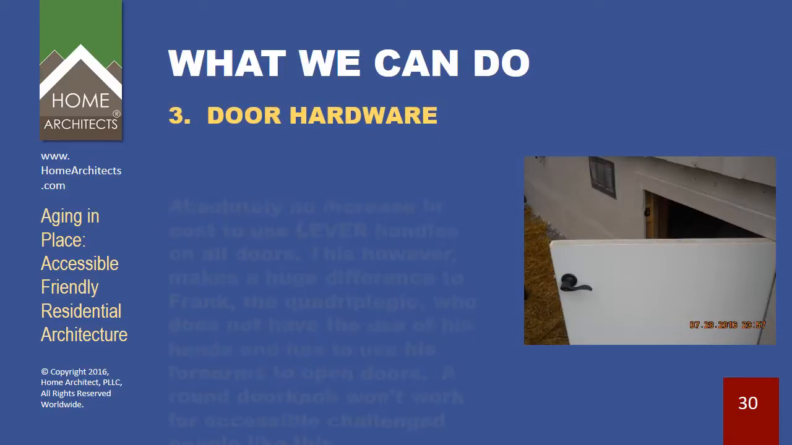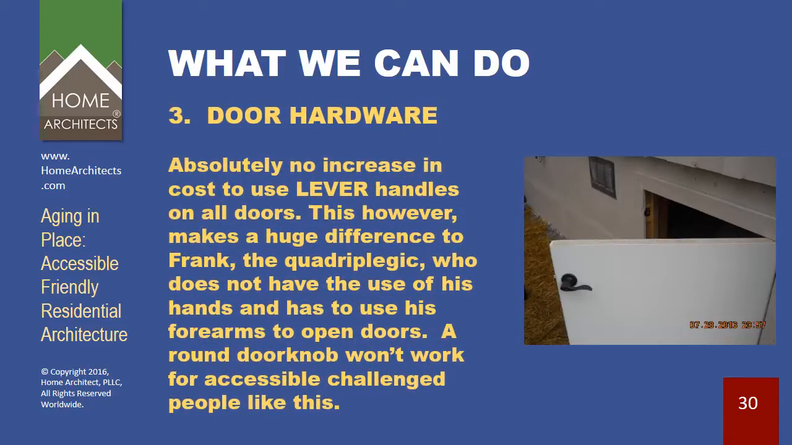3. Door hardware. Absolutely no increase in cost to use lever handles like this on all doors. This, however, makes a huge difference to Frank, the quadriplegic, who does not have the use of his hands and has to use his forearms to open doors. A round doorknob won't work for accessible, challenged people like this.